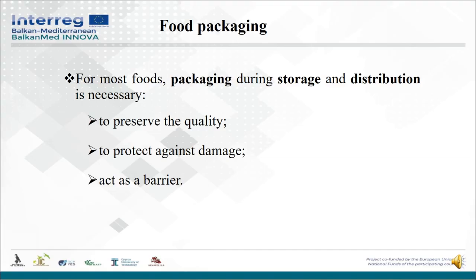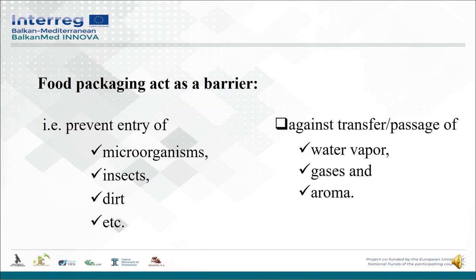Why is food packaging so necessary? It is necessary mainly for storage and distribution, in order to preserve quality, to protect against damage, or to act as a barrier for the food products. Food packaging can act as a barrier to prevent the entry of microorganisms, insects, dirt, etc., or against the passage of water vapor, gases, and aroma.